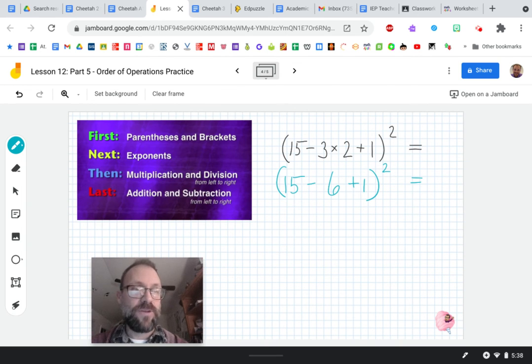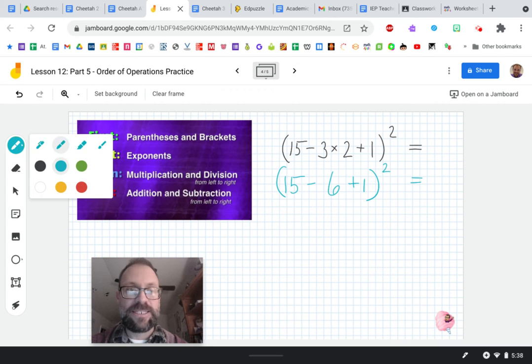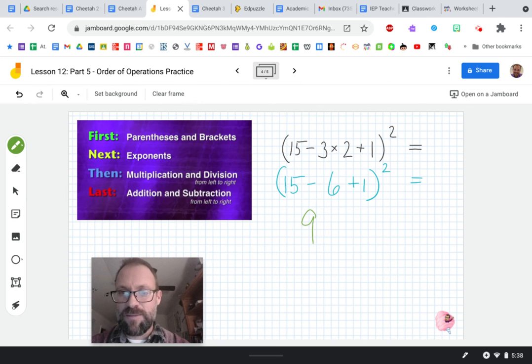You got it. We have subtraction and addition. And so as we know, they are tied for importance. So we're going to go from left to right. So we're going to do 15 minus 6 first. Okay. 15 minus 6. Let's see. That is 9 plus 1. Parentheses are still there. We haven't finished up with everything in the parentheses. And that value is squared. All right. I want you to take it from here. Come up with the final answer. And I'll meet you back here on the other side.